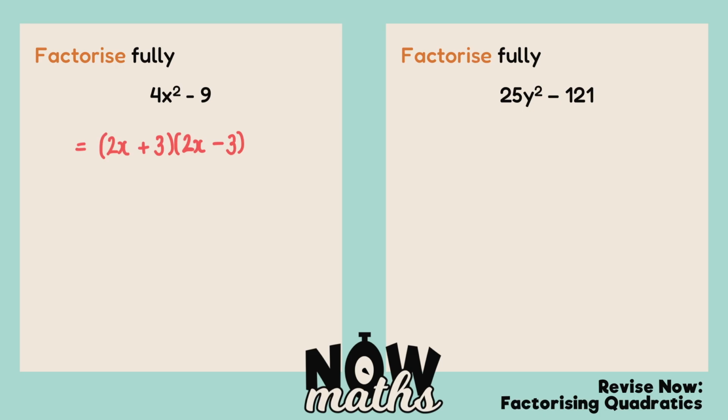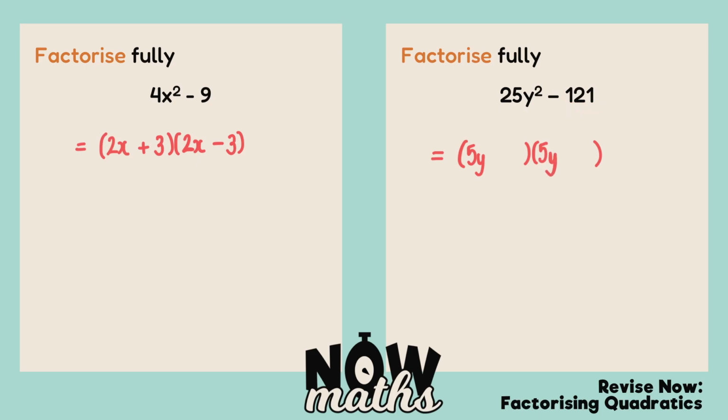Now let's take a look at the question on the right hand side. Again, this is going to go into double brackets since there are no numbers greater than 1 that go into each of our terms. And it's a difference of two squares since we have two squared terms and a subtraction in the middle. Now using square roots to help us, the square root of 25y squared is 5y, since 5y multiplied by 5y gives us 25y squared.